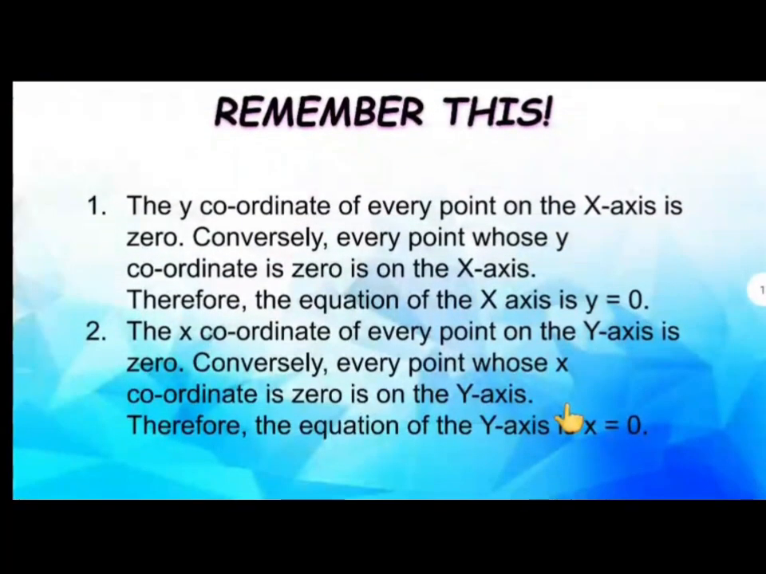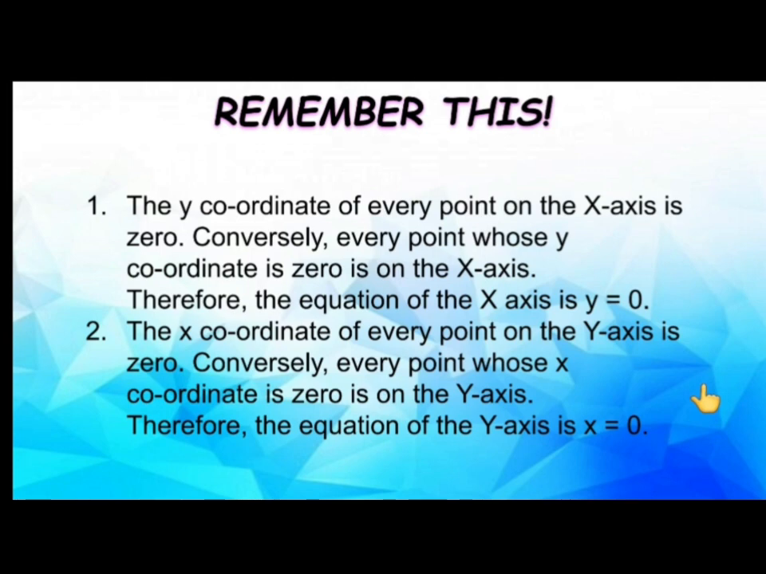Now, something to remember. The y-coordinate of every point on the x-axis is 0. Therefore, every point whose y-coordinate is 0 is on the x-axis. Therefore, the equation of the x-axis is y equals 0.